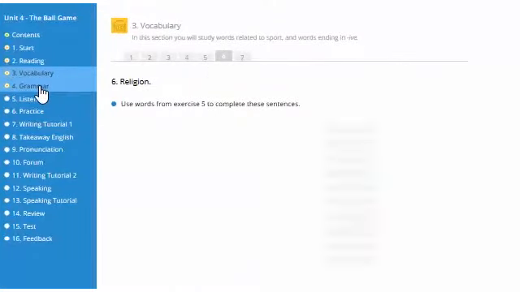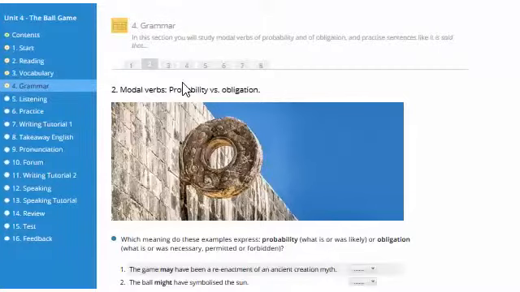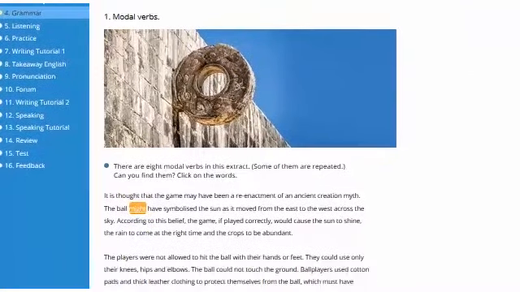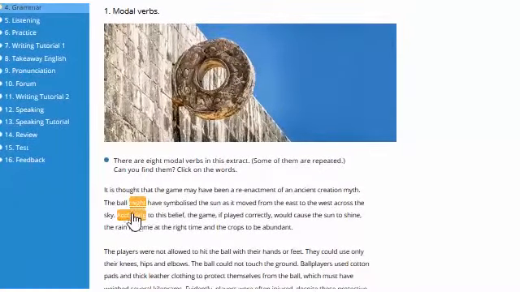The next section is grammar. Again, we focus on aspects of grammar which students were exposed to in the text, in the reading section. In this section, we draw the students' attention to these aspects of grammar and work on them.